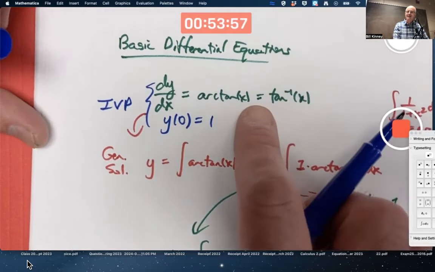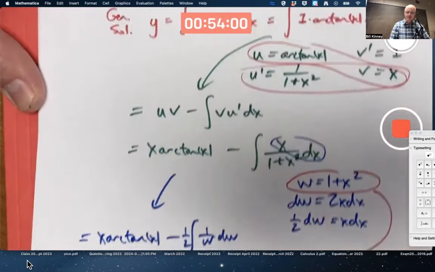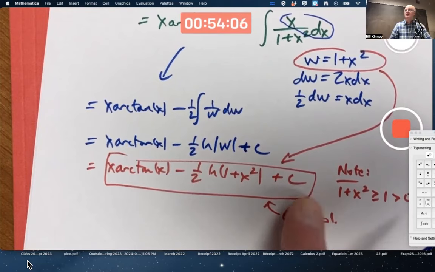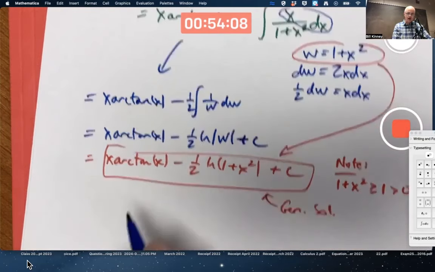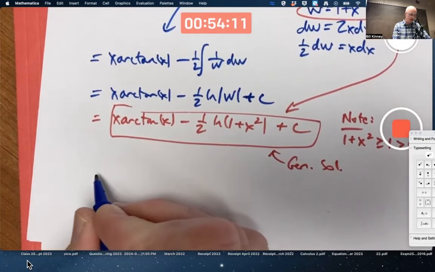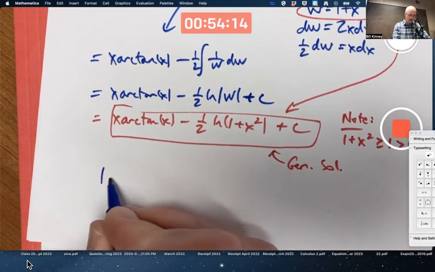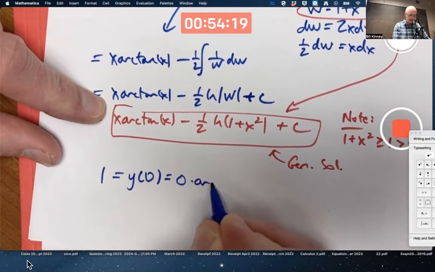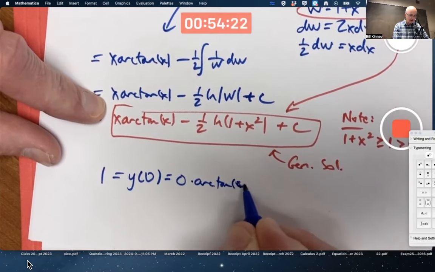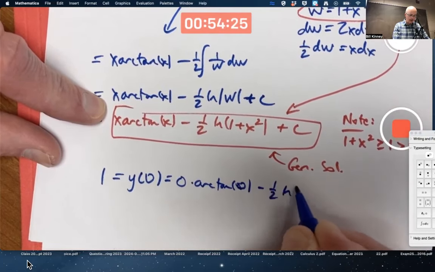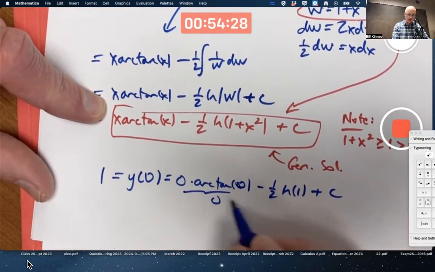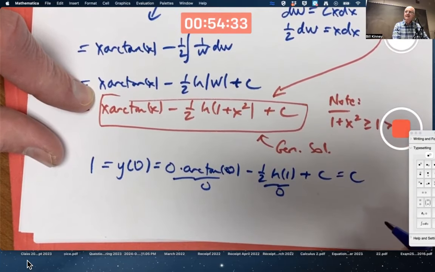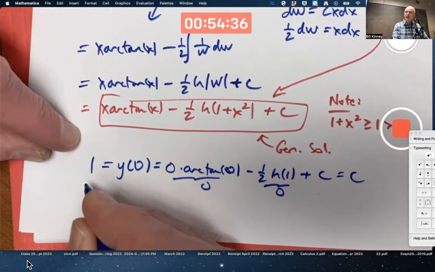Whereas the differential equation by itself has infinitely many answers, because C can be anything, the initial value problem has just one answer. A unique solution of the initial value problem. We've got to figure out what C is. 1 equals y of 0, replace x with 0. What do we get? This is 0. This is 0, right? ln of 1 is 0. We just get C. C must be 1, the initial value.